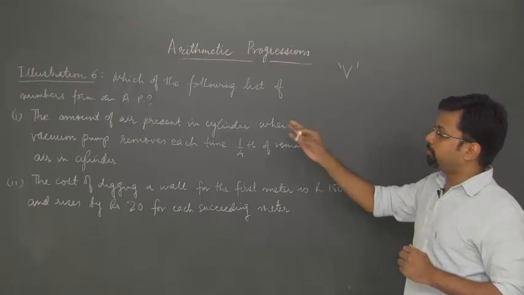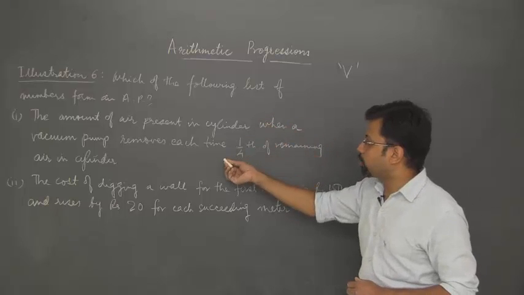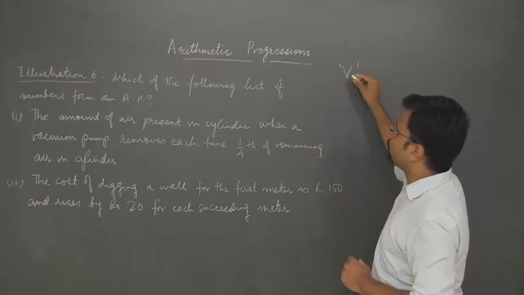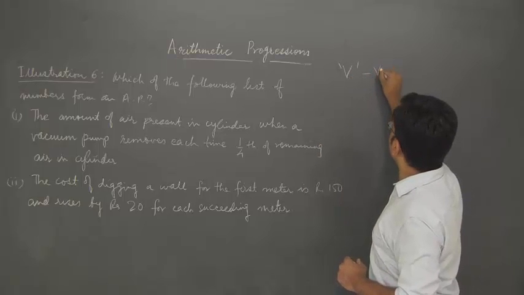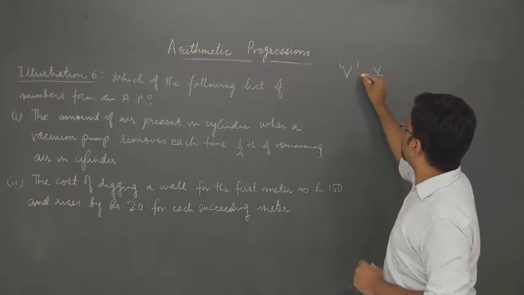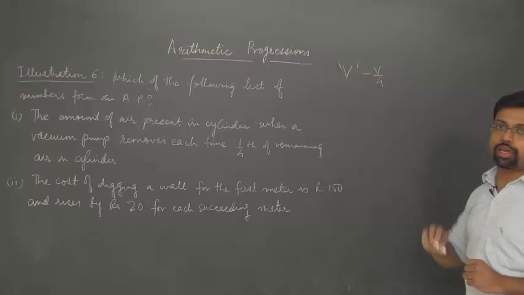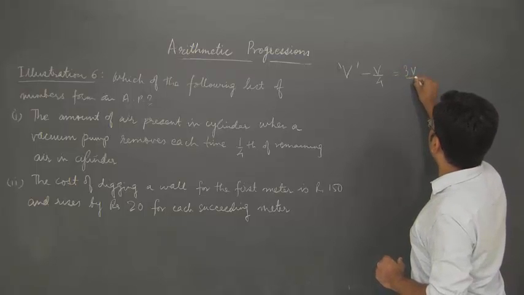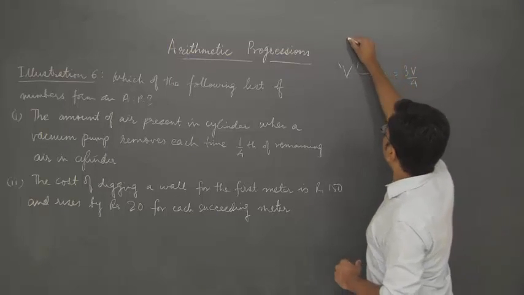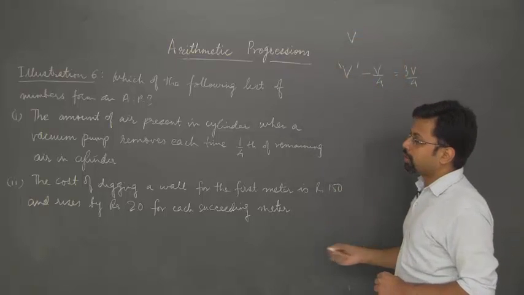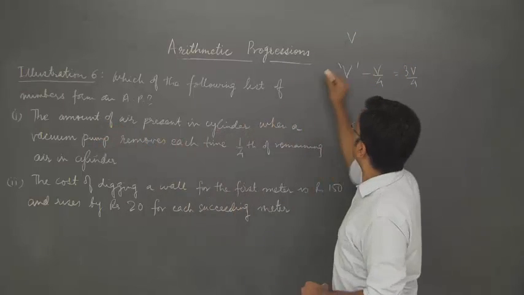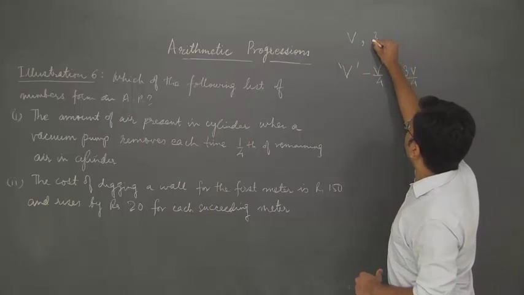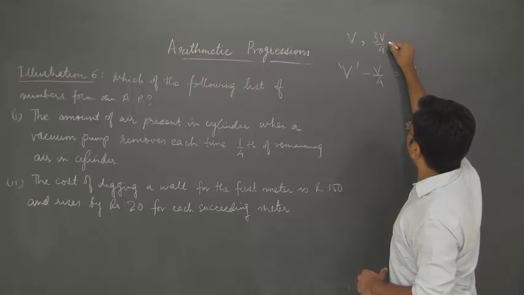When we use the vacuum pump, what will it do? It will take out 1/4 of the air that is there in the cylinder. 1/4 of V would be V by 4. So the vacuum will take out V by 4 of the air from the initial amount of air that's present. So we will get 3V by 4. Initially the amount of air present in the cylinder was V. After you use the pump for the first time, the remaining air would be 3V by 4.